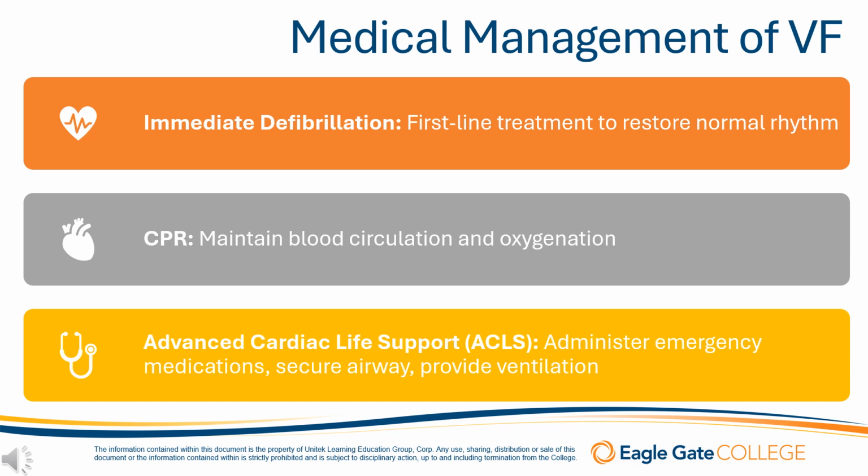Allow complete chest recoil after each compression to maximize venous return to the heart. After every 30 compressions, provide 2 rescue breaths if an advanced airway is not in place. If an advanced airway is in place, provide continuous compressions with 1 breath every 6 seconds. Minimize interruptions in chest compressions. Pause only briefly for defibrillation and airway management.